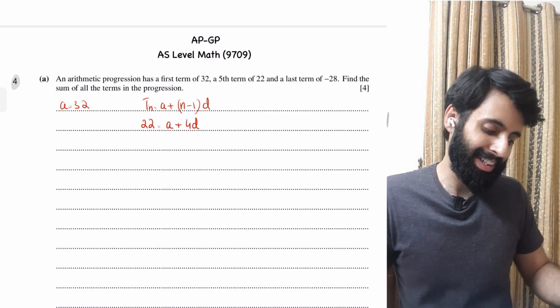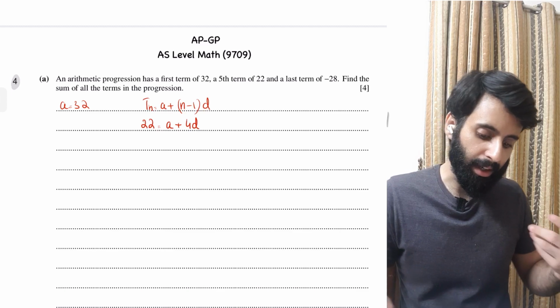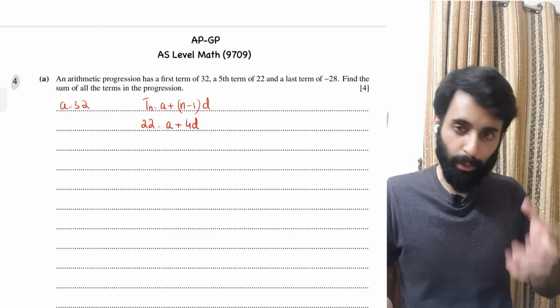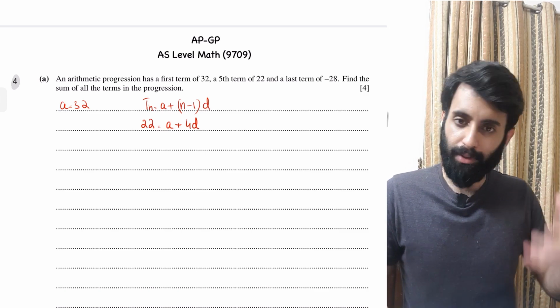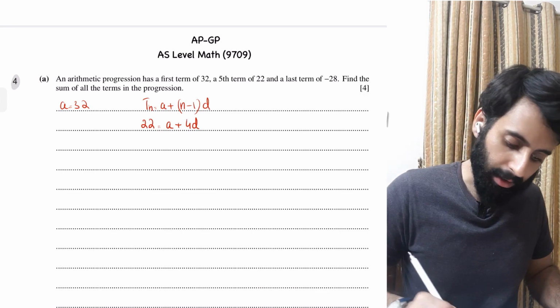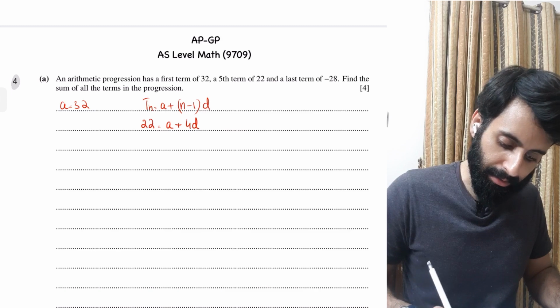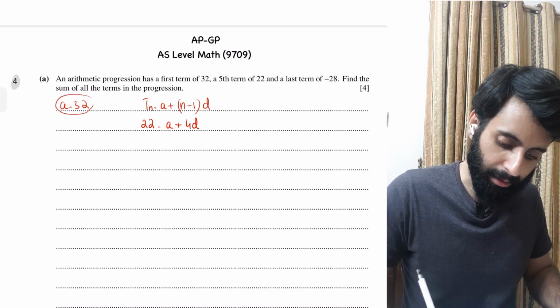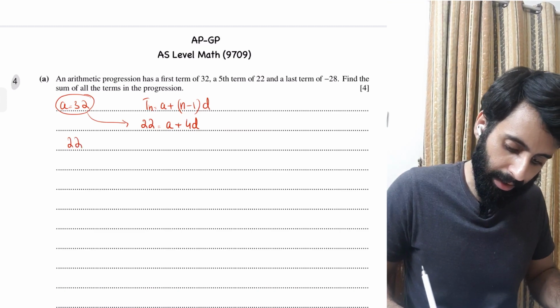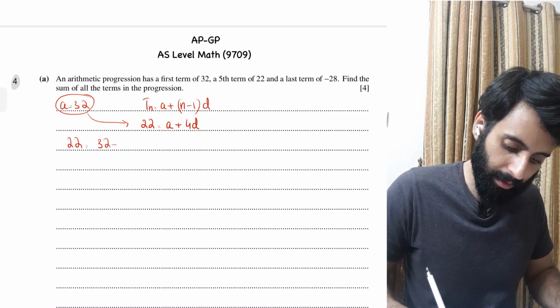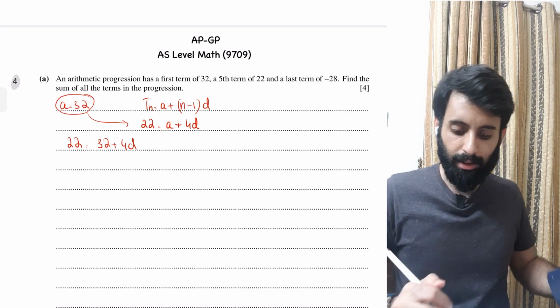Since it's saying the last term is minus 28 and we know the first term but we don't know the common difference, we should first find out what the common difference is. How can I do that? Since I already have the value of a, I'm going to take this value and plug it in this equation. When I do that, I'm looking at 22 is equal to 32 plus 4d. So let's work this out.